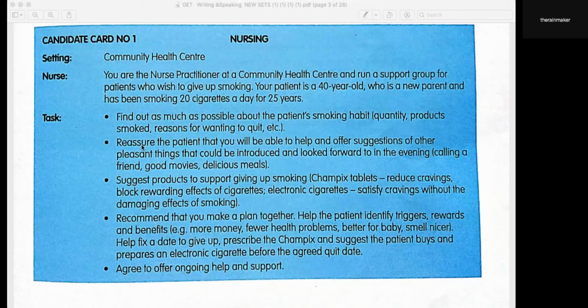Hello, Mrs. Mary. I'm Kezia Magar, one of the nurses of the Community Health Center. How may I address you? You can call me Mary. Well, Mary, may I know your reason behind your visit, please? Yeah, actually, sister, I want to give up smoking. I just came here to inquire about the support group.